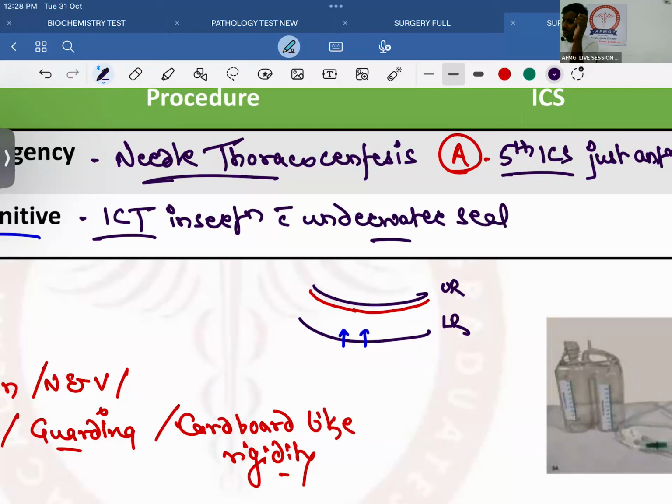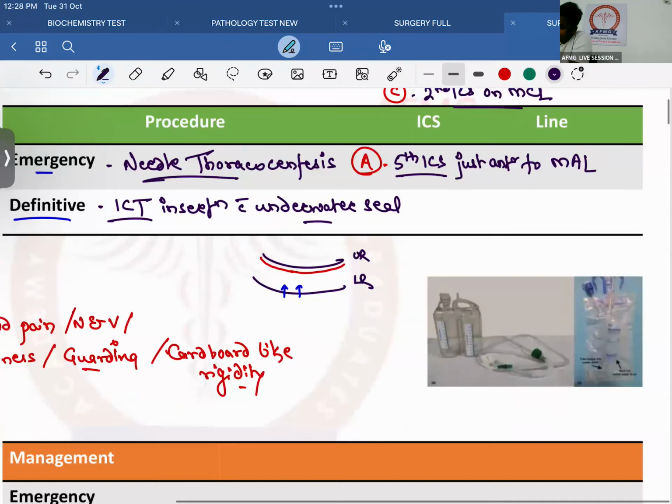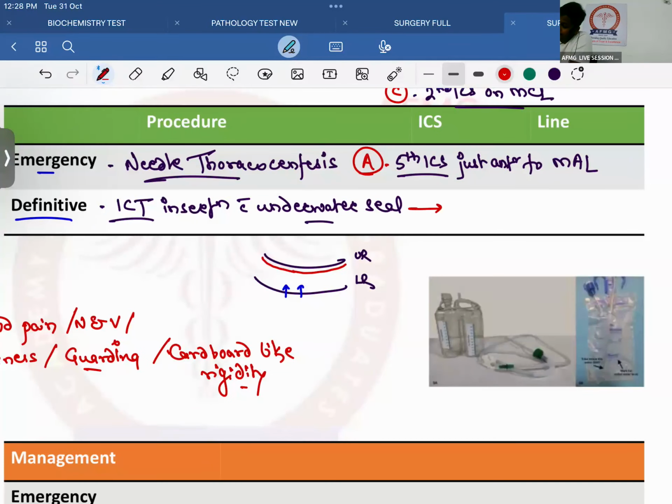And if I talk about ICT insertion with the underwater seal, please tell me, in which space should it be inserted? Fifth intercostal space. In which triangle, beta? Triangle of safety, definitely. Triangle of safety. Anterior border is formed by pectoralis major, posterior border by latissimus dorsi, base by the fifth intercostal space, apex by the base of the axilla. Shabash.